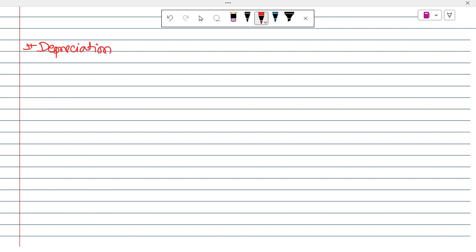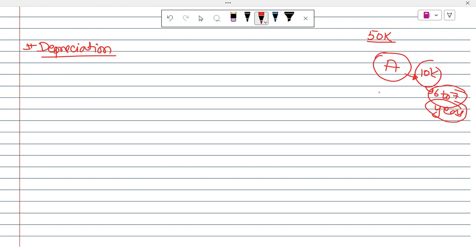Depreciation. While investing in assets, suppose I invest an amount of 50k rupees in a machine which gives me an annual return of 10k for about 6 to 7 years. While it is giving me this money of 10k annually, its value is decreasing. The value of the asset is decreasing from 50k to some value at the end of its life. Suppose the life is 5 years. So at the end of 5 years, its value will be some amount.